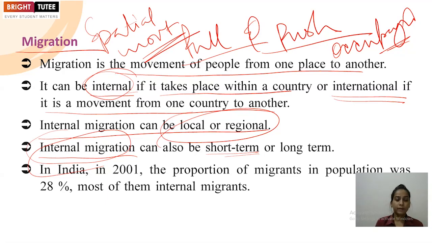In India, in 2001, the proportion of migrants in the population was 28%, and most of them were internal migrants. That's why we have mentioned that international migration is not that significant in the case of India. It means people are moving, but not that much. That is very less. But internal migration is at a very high level, and many people are moving from one place to another. So that is of more concern.